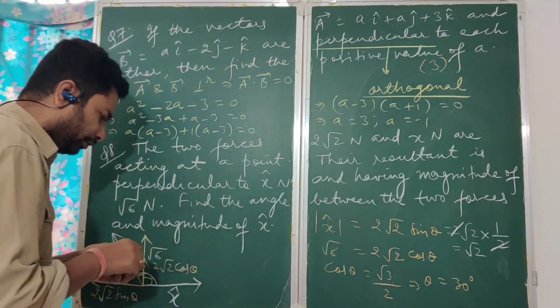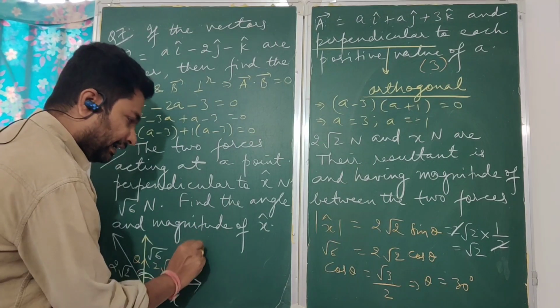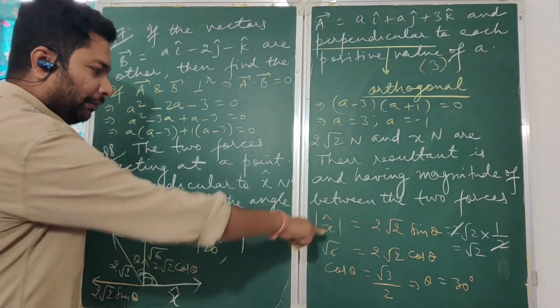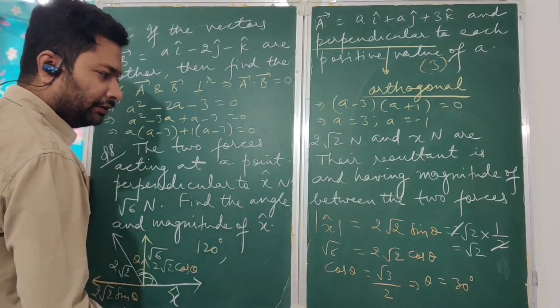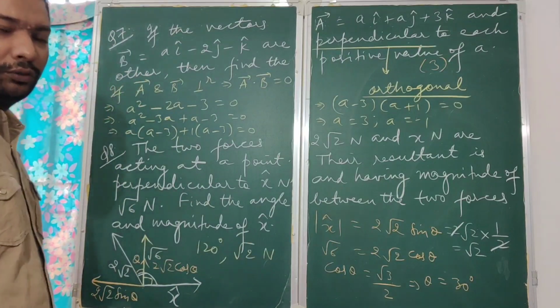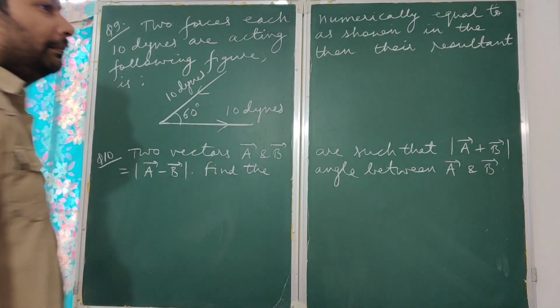So the answer for this question will be the angle is 120 degrees between both the forces, and the magnitude of that x vector is root 2 Newton. Root 2 Newton.